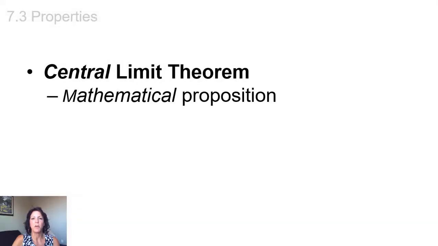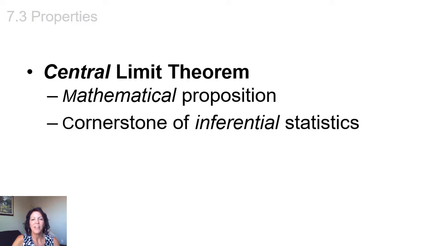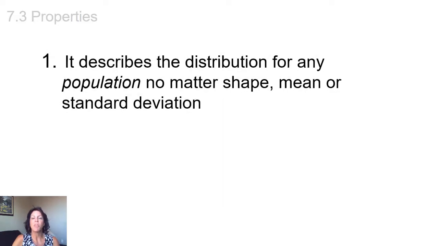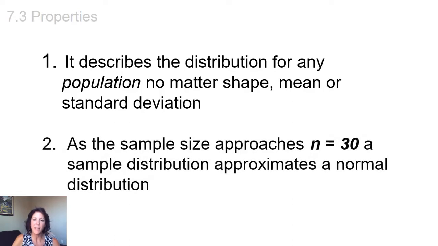The central limit theorem is a mathematical proposition. It is actually the cornerstone of inferential statistics. So what the central limit theorem does is it describes the distribution for any population, no matter the shape, mean, or standard deviation. So we have a population, and when we take all the possible sample means, the central limit theorem is what allows us to describe this normal distribution that results. And as the sample size approaches 30 of the samples that we're drawing from the population, a sample distribution approximates a normal distribution.